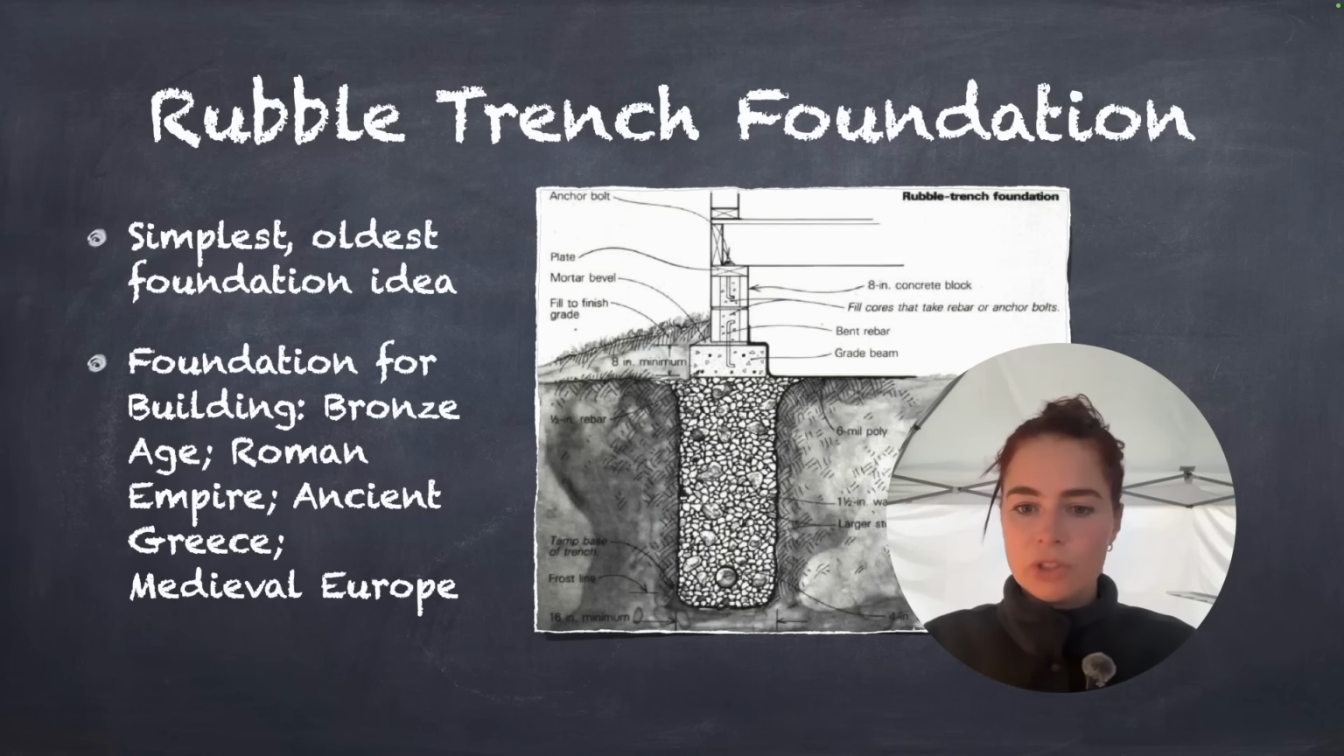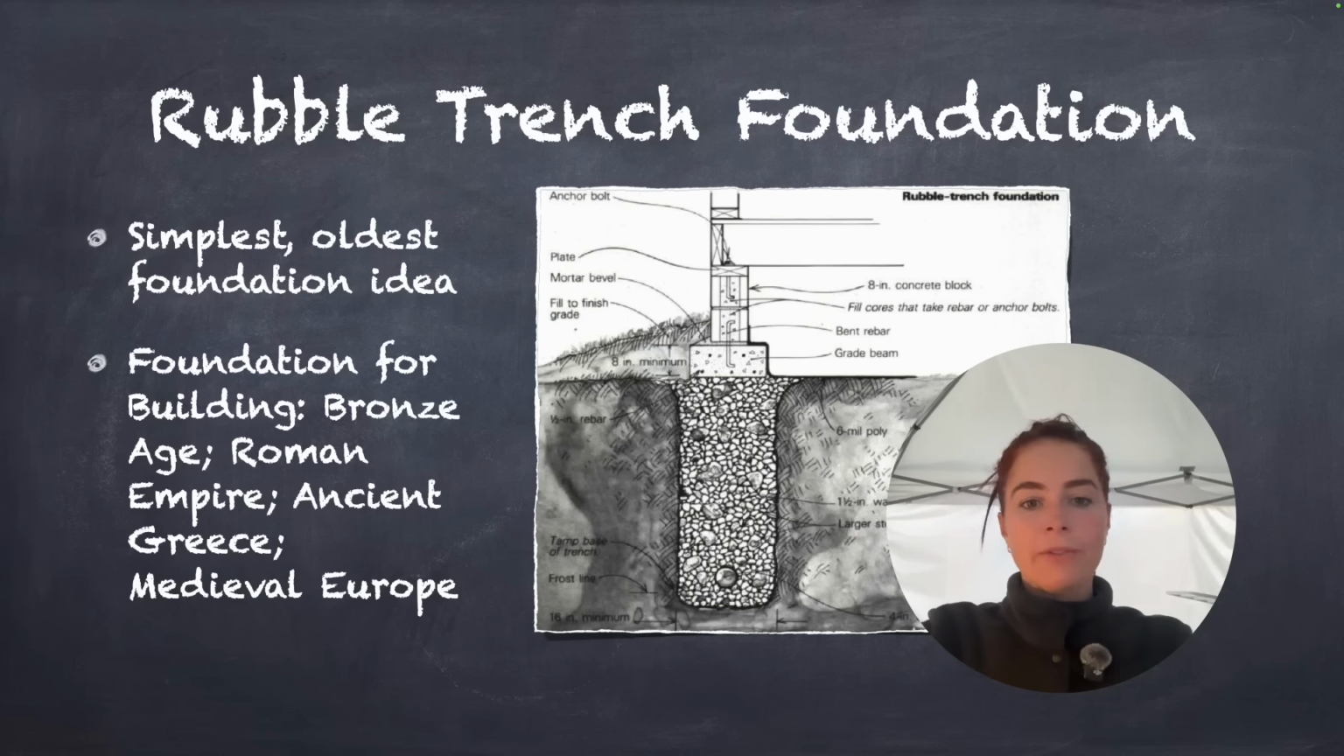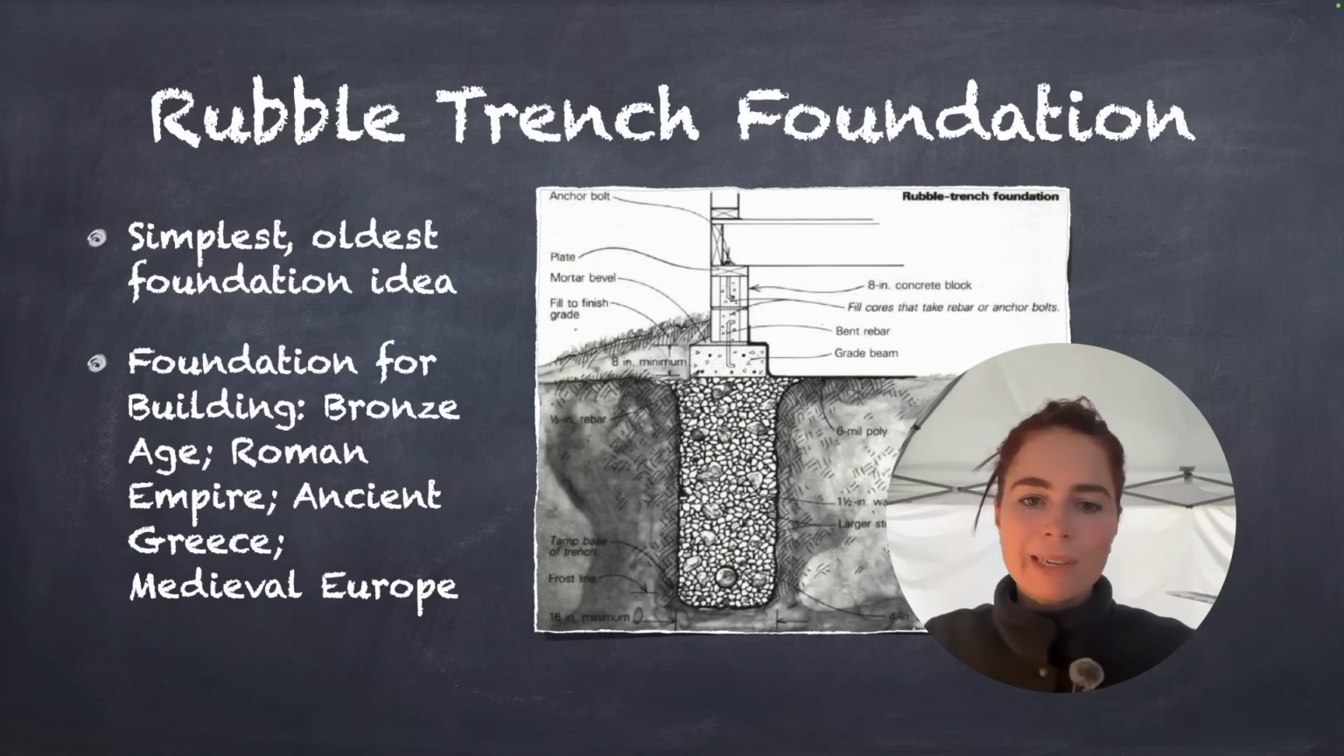You basically just dig a trench and fill it with jagged stones. Super simple and genius, which I'm going to get into. So the trench itself is wider than the building wall that sits on top of it, as you can see in that illustration. And what it does is it just spreads the weight of the building over undisturbed soil below.